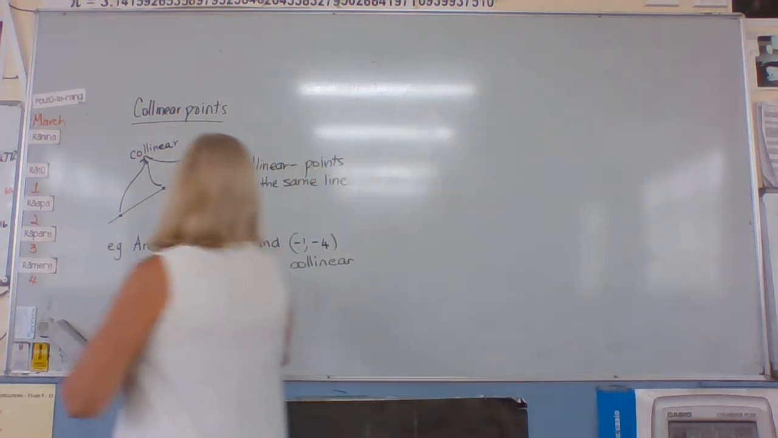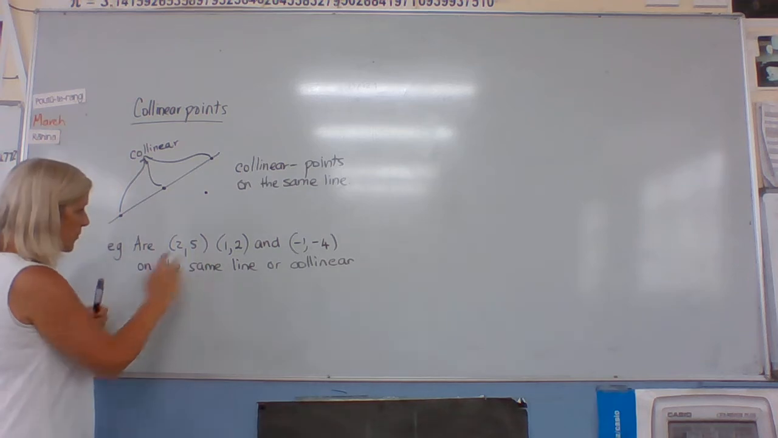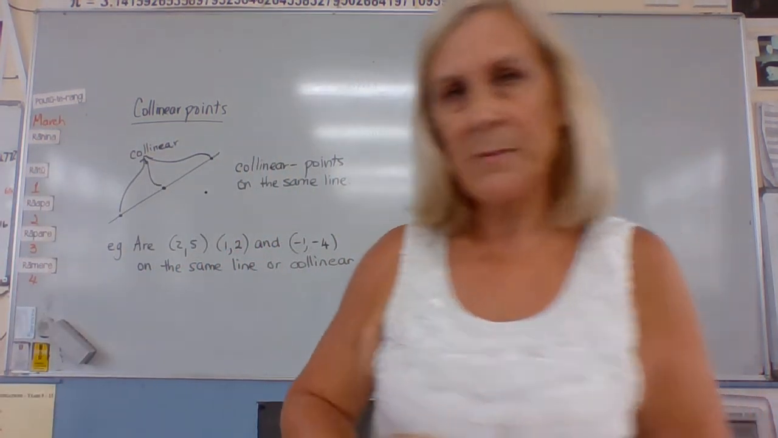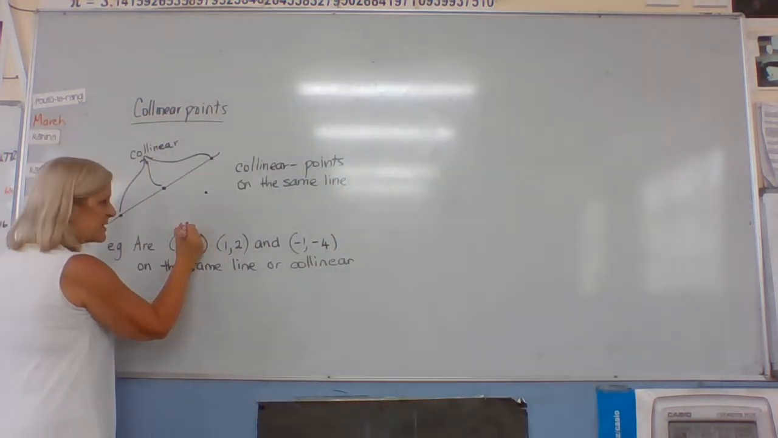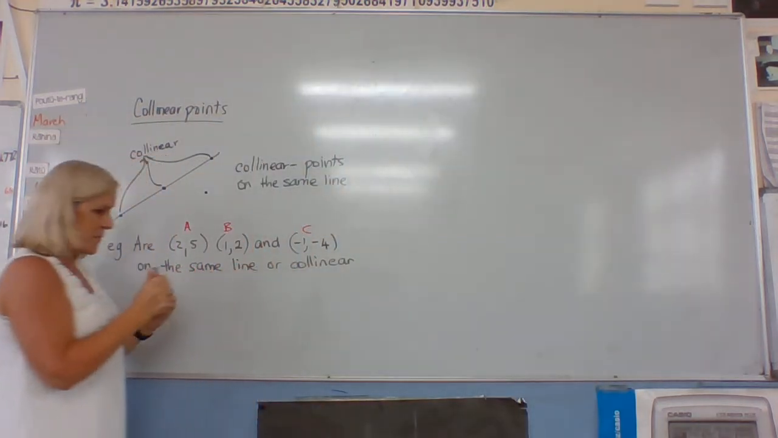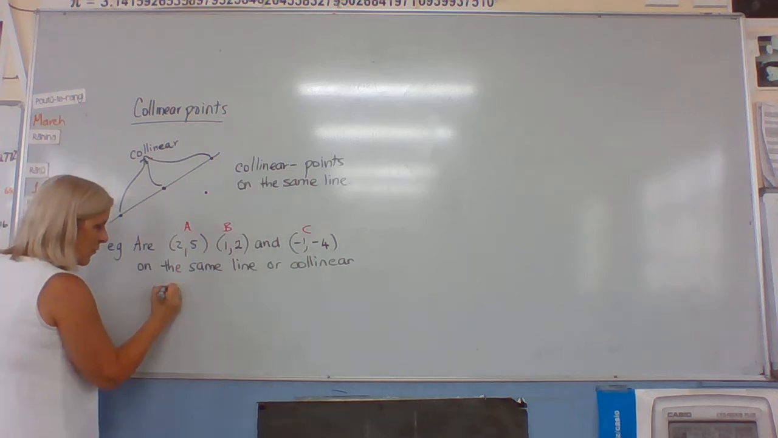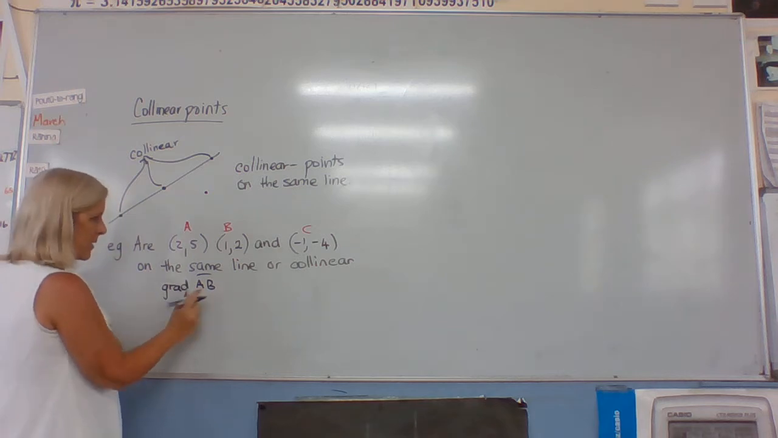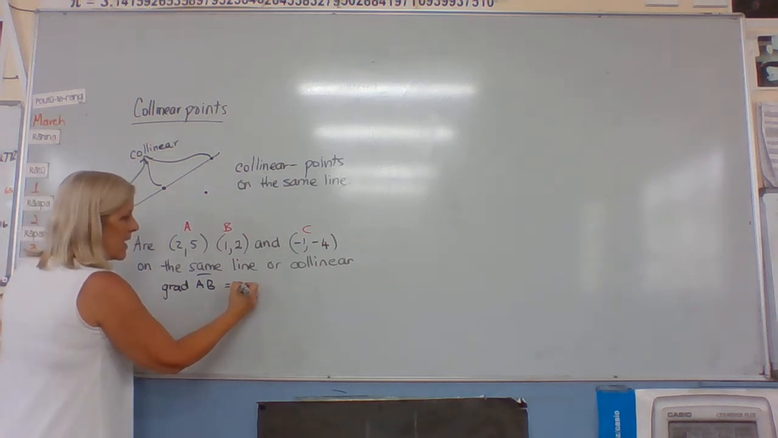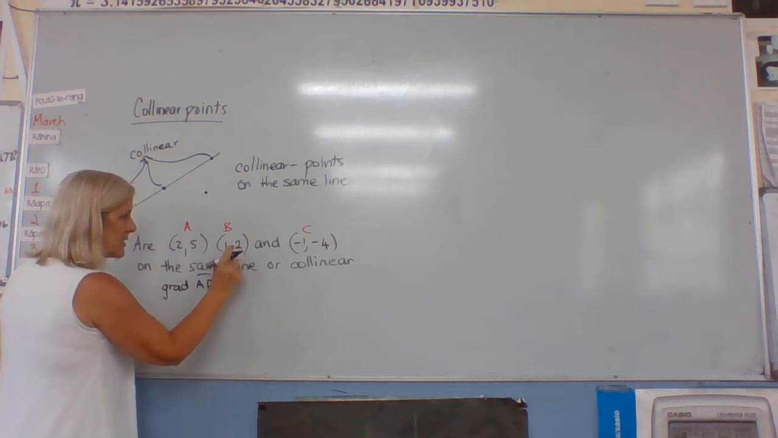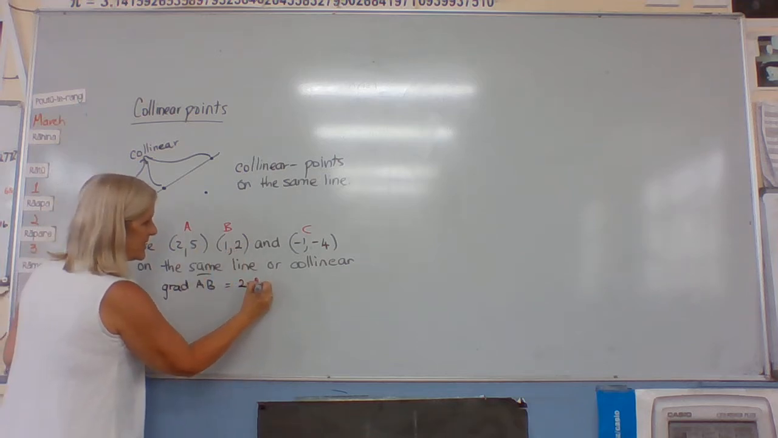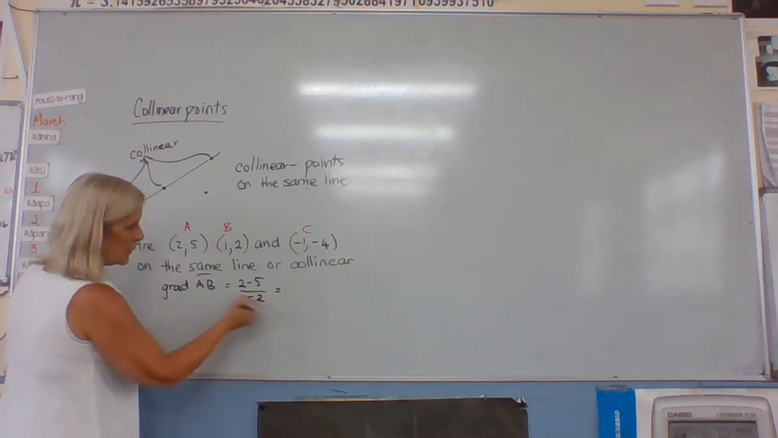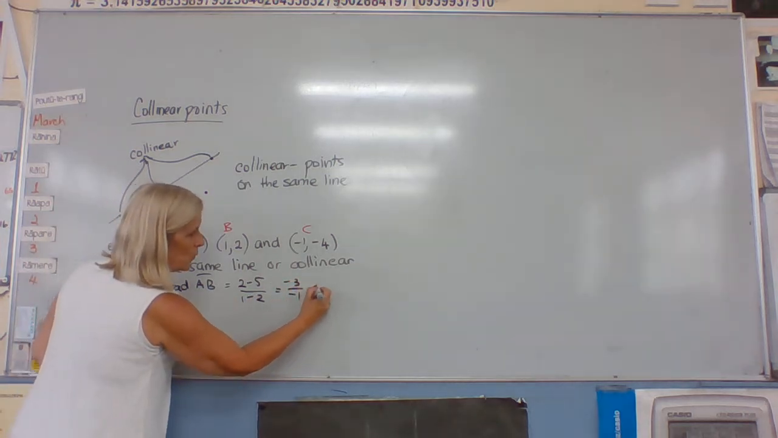So the gradient for the first 2 points, let's call them A and B and C. If we like A's and B's and C's. In maths, we like X's and Y's and things too. All right, A, B, and C. So let's look at the gradient of AB. That little thing there means the line AB. It equals y2 minus y1, 2 minus 5 over x2 minus x1, 1 minus 2. So that equals negative 3 over negative 1, or 3.